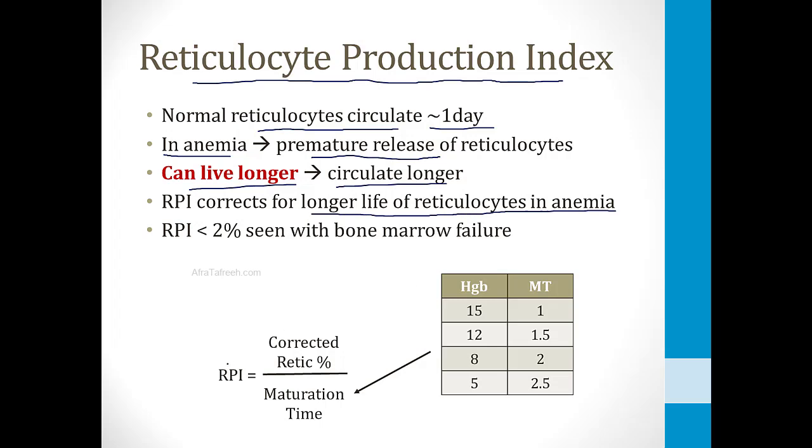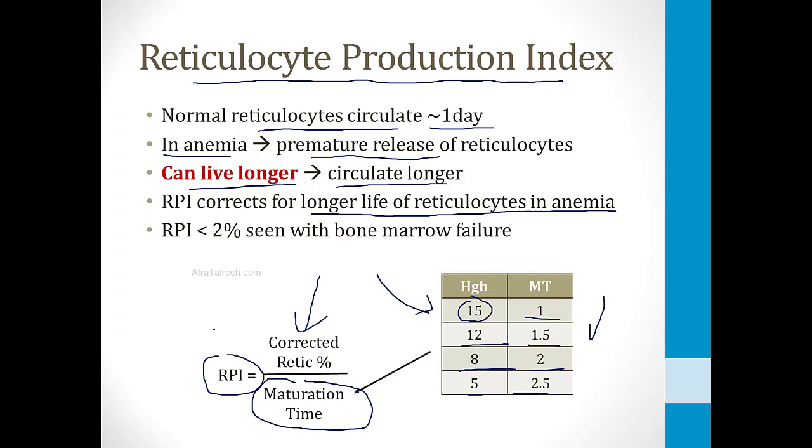So in order to calculate a reticulocyte production index, you take that corrected reticulocyte count I showed you on the last slide, and you divide by a maturation time. This table shows commonly used maturation times. For a hemoglobin of 15, which is normal, the maturation time is 1. If the hemoglobin falls to 12, it's 1.5. For 8, it's 2. And for 5, it's 2.5. So by using these numbers, you can then calculate a reticulocyte production index. And if the RPI is less than 2%, that suggests bone marrow failure as well.